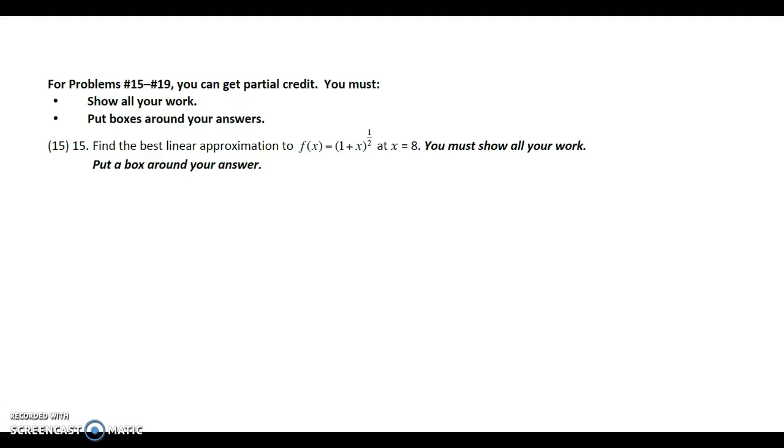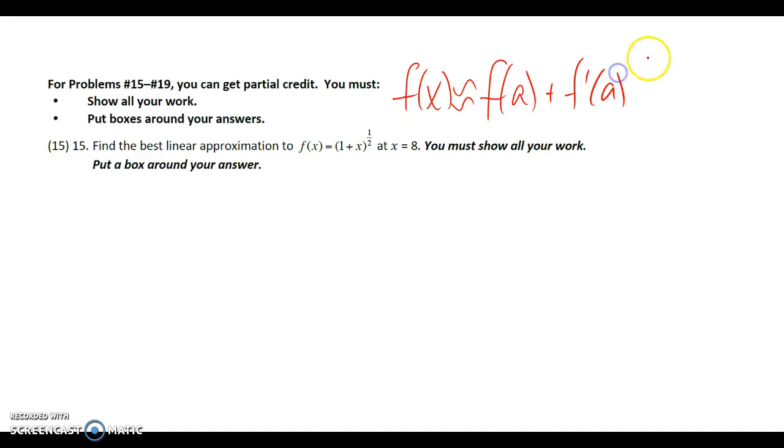Okay, let's finish up the last 4 problems of the sample test. This one wants us to find the best linear approximation. Well, if I remember correctly, our linear approximation looks something like f at A plus f prime at A times x minus A. So let's use what we have here.